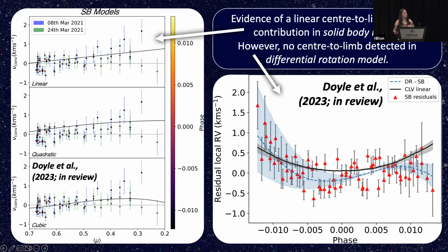However, there are a few points at ingress and egress, along with some in the middle about phase 0 that are favorable towards the differential rotation model. So this explains why the differential rotation model is favored amongst all models. And if we had a bit more precision in our data and were able to sample the limbs a bit better, then maybe we would be able to detect the center to limb as well as the differential rotation.